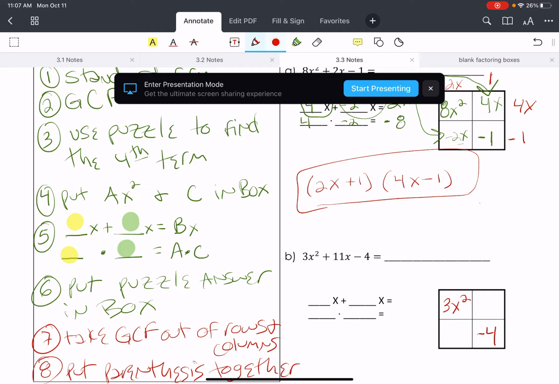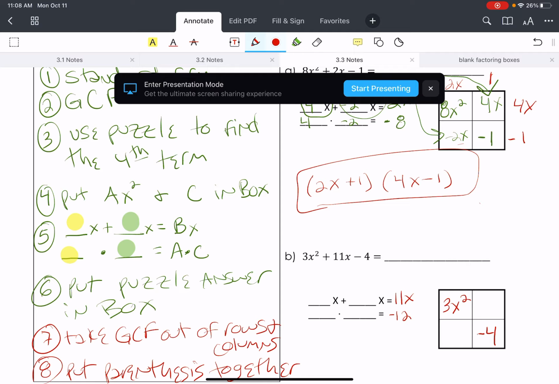So far, so good? Okay. Then I fill out my puzzle. What do I want to add to? You want to add to that 11. Good. And what do I want to multiply to? -12. Where did the negative 12 come from, Landon? It's from the -4. Good. A times C, 3 times negative 4.